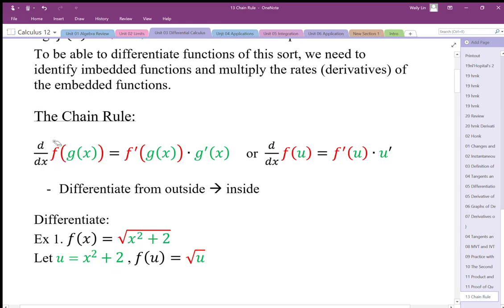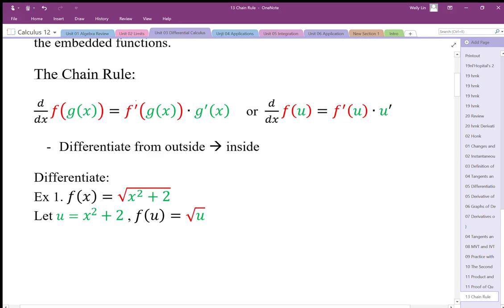So if we want to take the derivative of this embedded function, outside function f, inside function g, first we differentiate the outside function, or we find the rate of change of the outside function, and we multiply it by the rate of change of the inside function. Or in other words, it looks like this. We have the derivative of f with respect to u, and then we have the derivative of u with respect to x. Okay, so we multiply these rates together. So this is how the chain rule works.